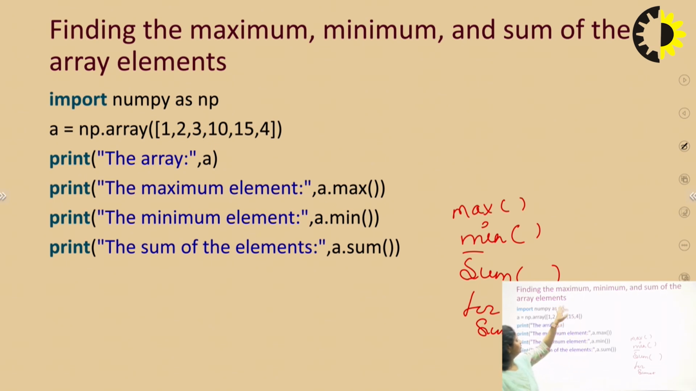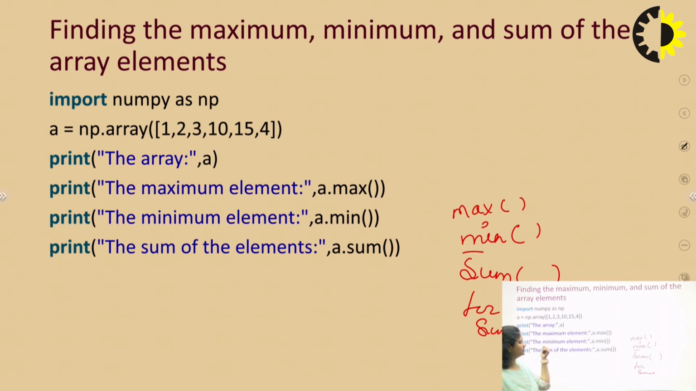So what will the program look like? Import numpy as np. Then we create an array or a list with the elements 1, 2, 3, 10, 15, 4. Print the array A. From this, we are going to print the maximum element. What is the maximum element in this list? It is 15. So directly we use a.max, and the output of this statement will be 15.